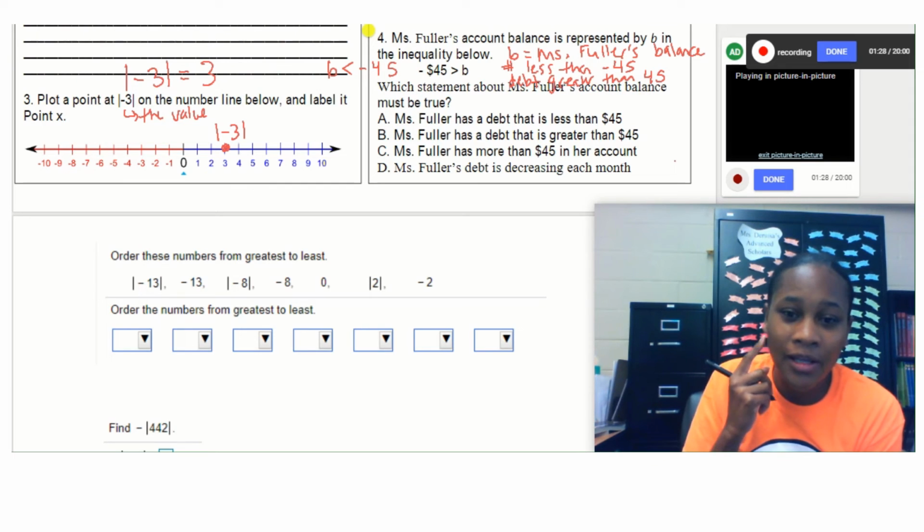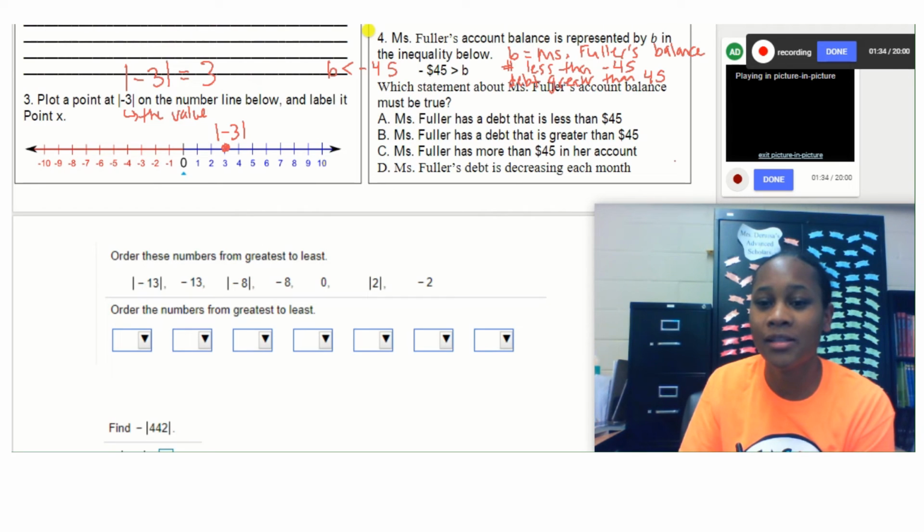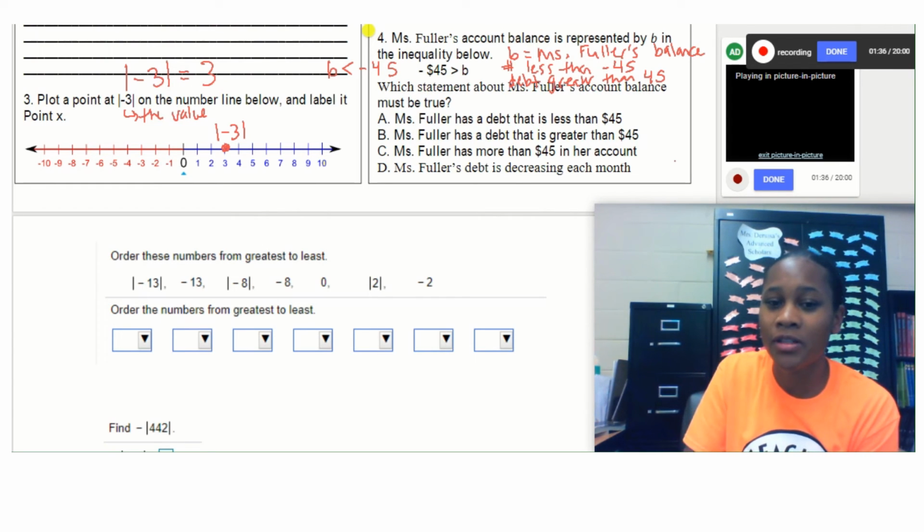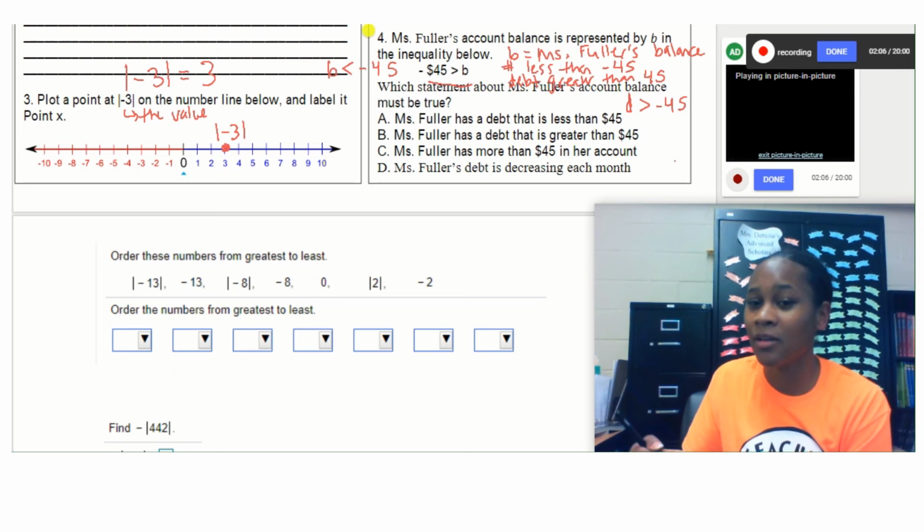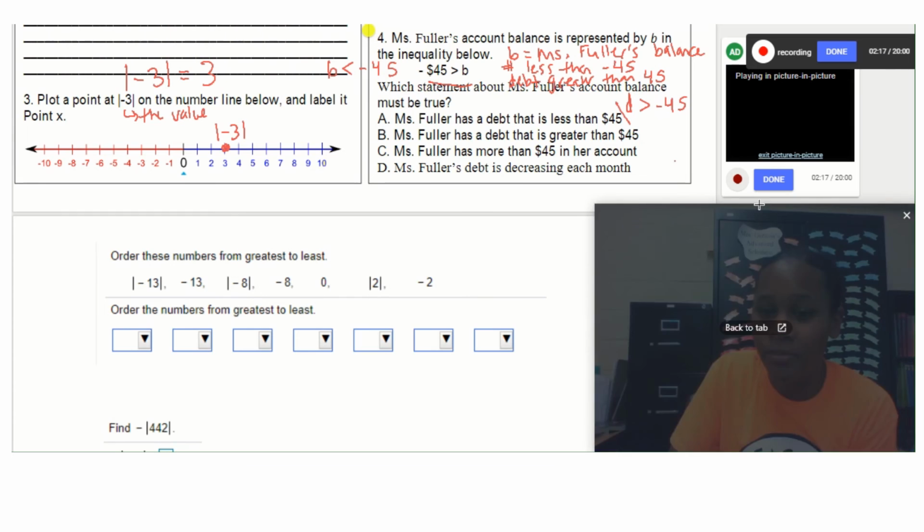All right, so if we look at A, it says Miss Fuller has a debt that is less than $45. If her debt was less than $45, then it would be a number that's greater than negative 45, not a number that's less than negative 45, right? A debt that's less than $45 means the debt is going to be a higher number than negative 45, which is not the inequality that we have here. A debt that's less than $45 will be like negative 30. You owe less money. $0, not owing money at all. So this one is incorrect.